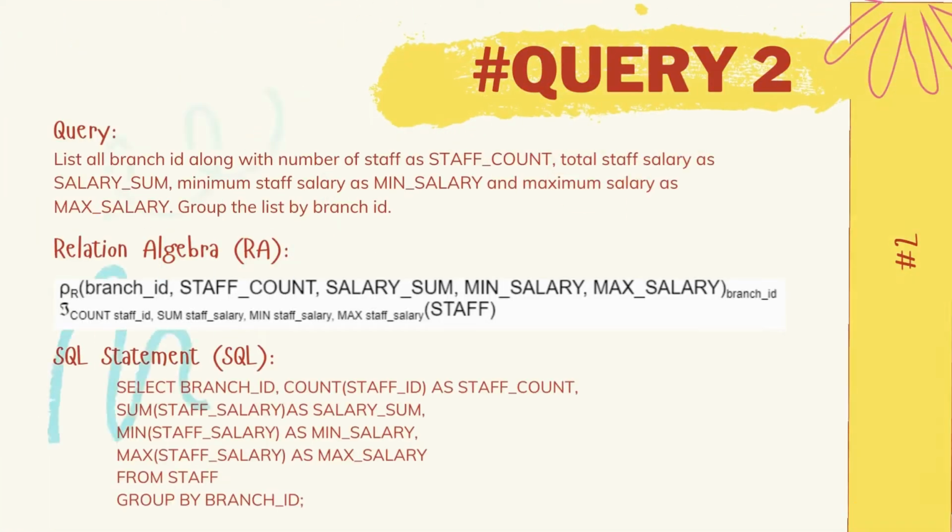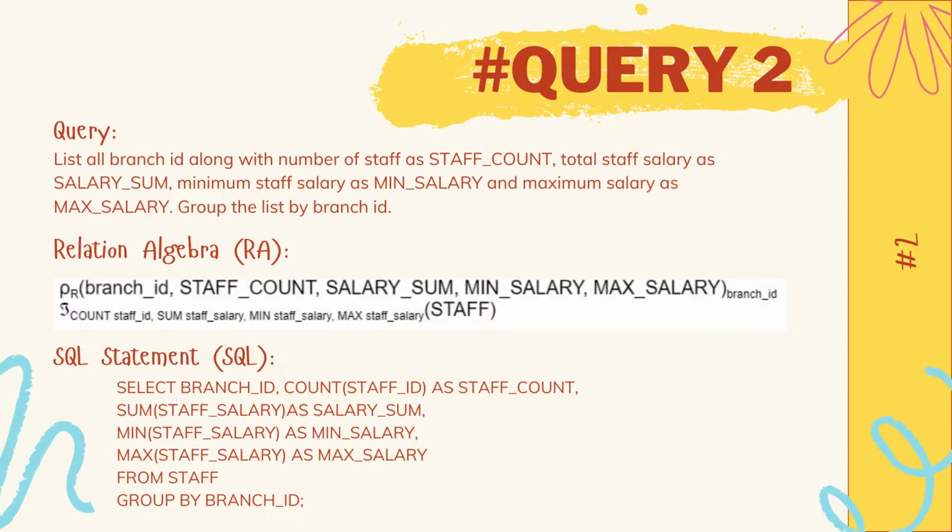So the next query is to list all branch ID along with the number of staff as staff count, total staff salary as salary sum, minimum staff salary as min salary, and maximum salary as max salary, and then group the list by branch ID. So this is the relational algebra.